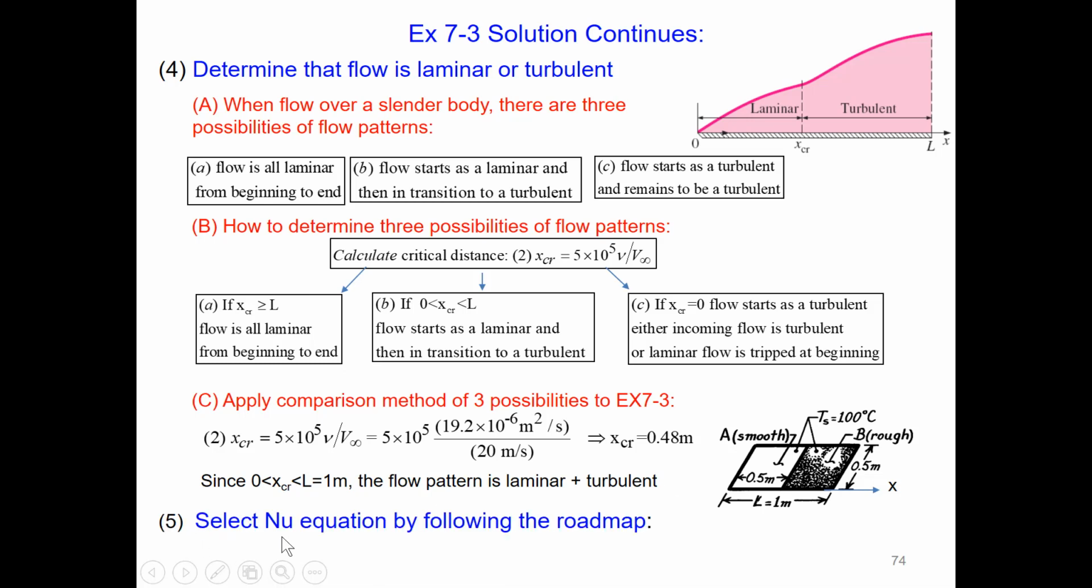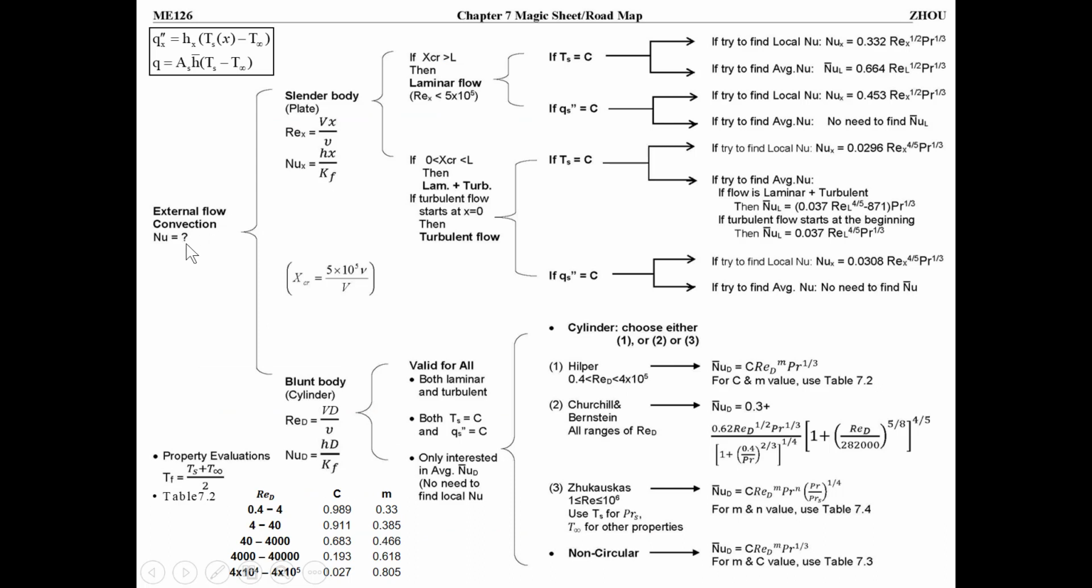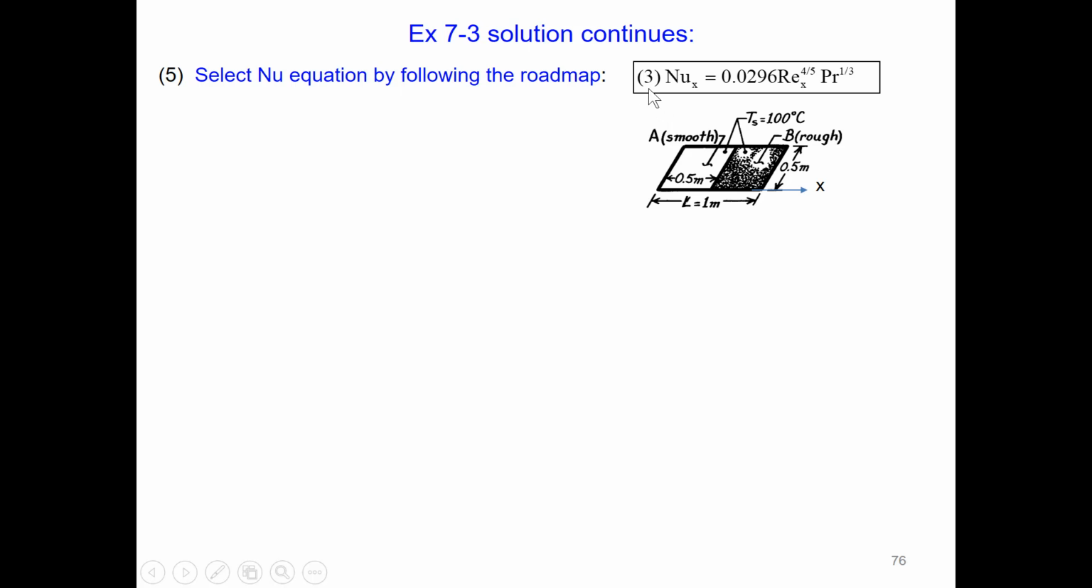5. Select the Nusselt number equation by following the roadmap. We have confirmed that it is an external flow convection problem, and we're looking for the Nusselt number. It is a slender body. The flow condition is a mixed laminar and turbulent flow. The thermal boundary condition for the solid surface is a constant temperature, and we're trying to find the local Nusselt number. This equation is our selection, and it is represented in equation 3.